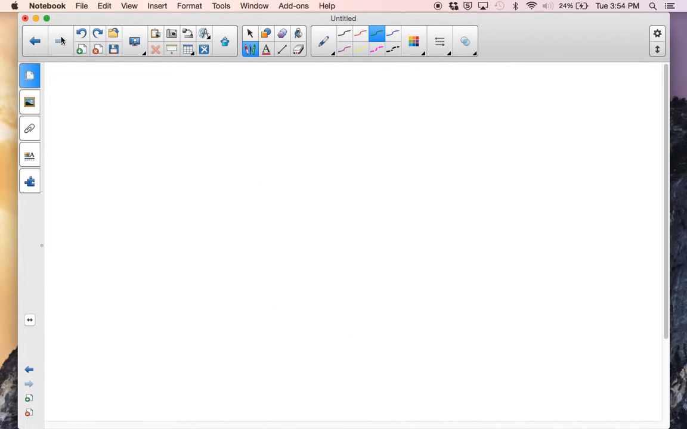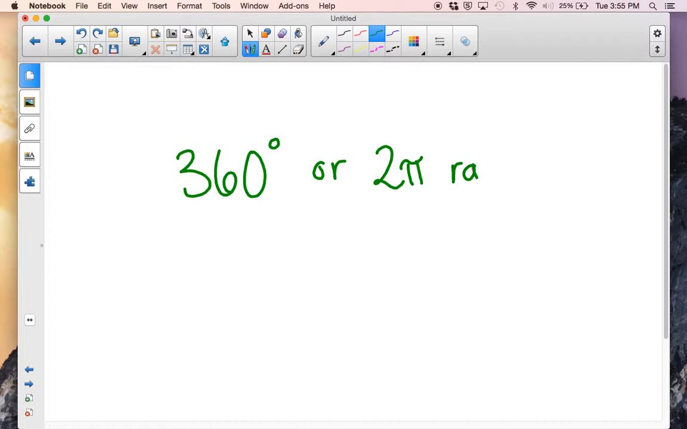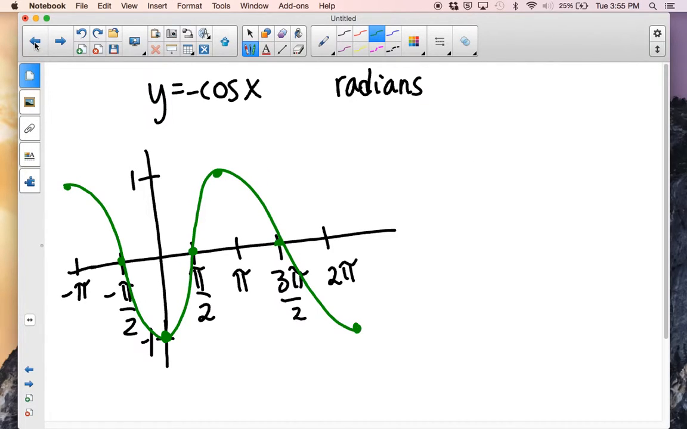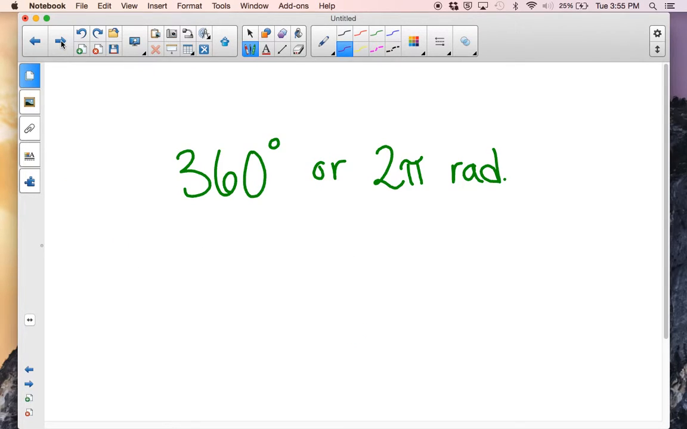Next question. What is the period of cosine? What is the period of cosine? Answer, answer, answer. Shout it out if you know it. It is 360 degrees or 2 pi radians. Remember, that's the time it takes for this function to complete one full cycle. We start at the bottom, 0, top, 0, back to the bottom. Look, that's 2 pi radians, or 360 degrees.